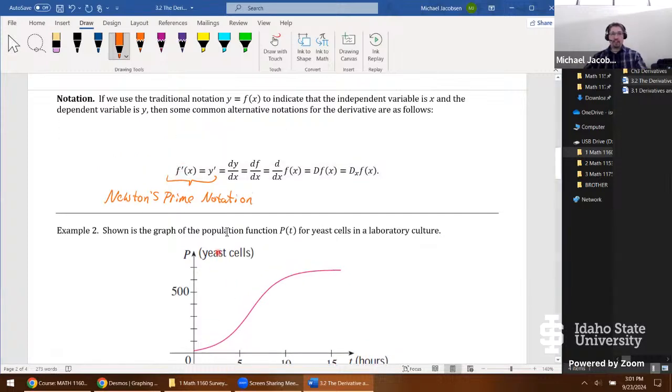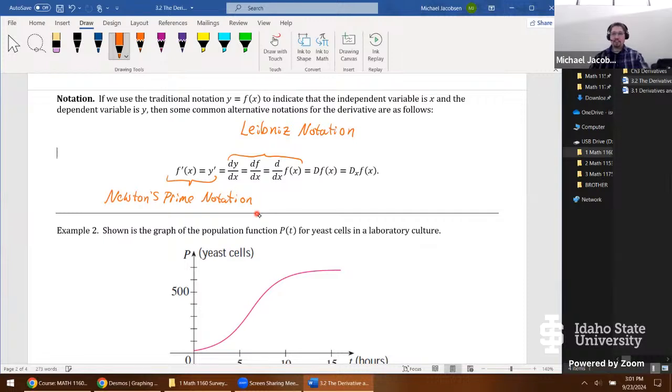But there was another founder of calculus. This was a long time ago, so they didn't have email or anything like that. They discovered calculus independently of each other. And in Germany, Leibniz used this notation, referred to as Leibniz notation in his honor.